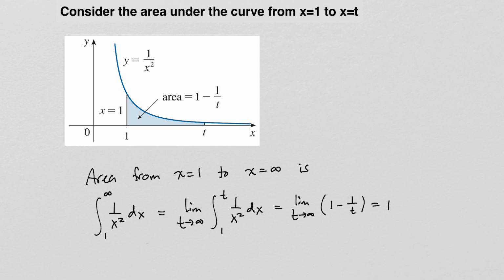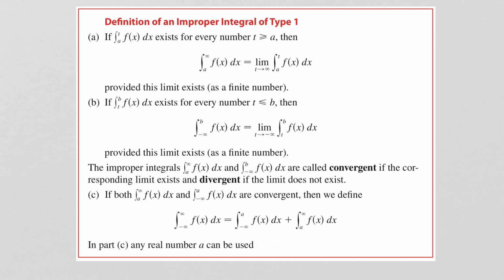Now, as you can imagine, when you're finding the area under the curve up to infinity, this limit is not always going to exist and be equal to a number. Sometimes the limit may be infinite. So let's go ahead and do a formal definition here, and then we'll do some problems. So here we have the definition of an improper integral of type 1. Type 1 means that there is an infinity or a negative infinity somewhere in the limits of integration.